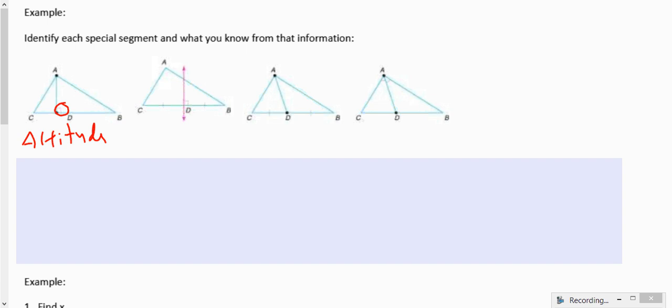Now the second one here looks interesting. It bisects a side because we have tick marks here. We have a right angle, so it's perpendicular, and it seems to come from nowhere, not a vertex. So that was the perpendicular bisector.